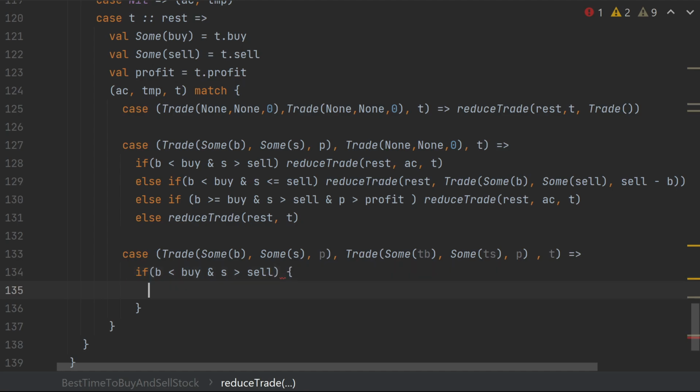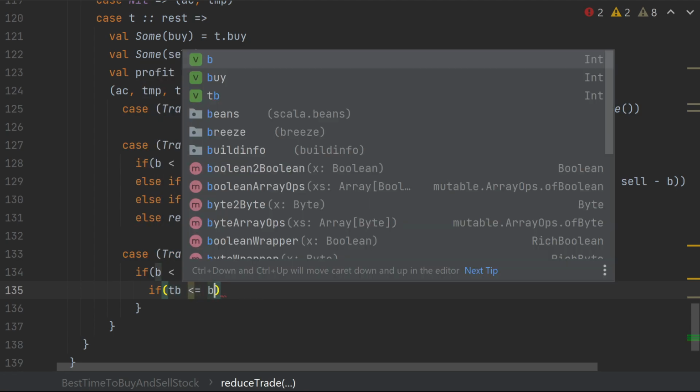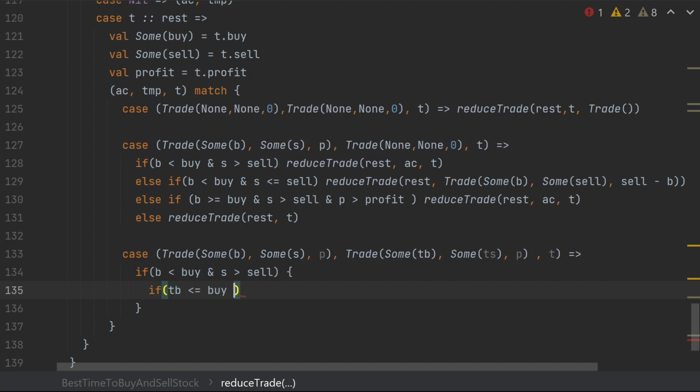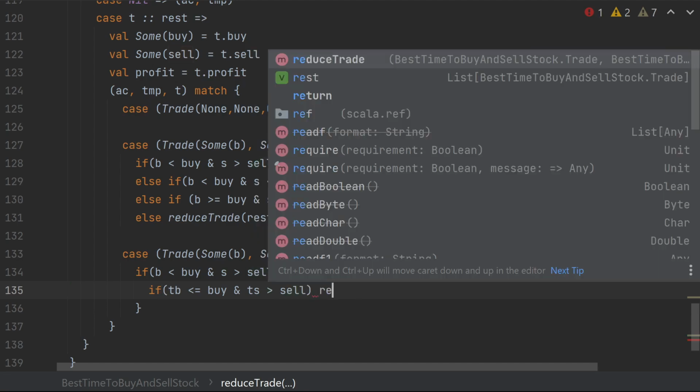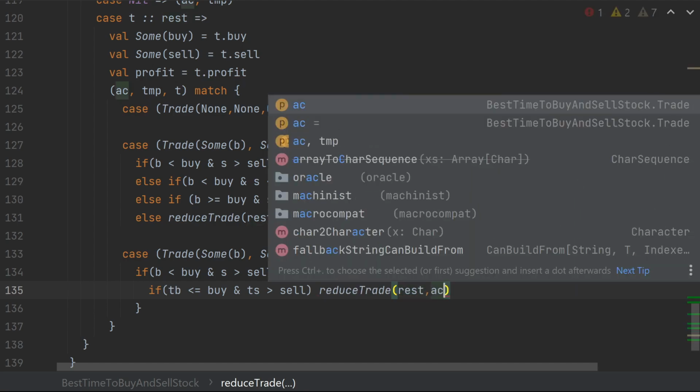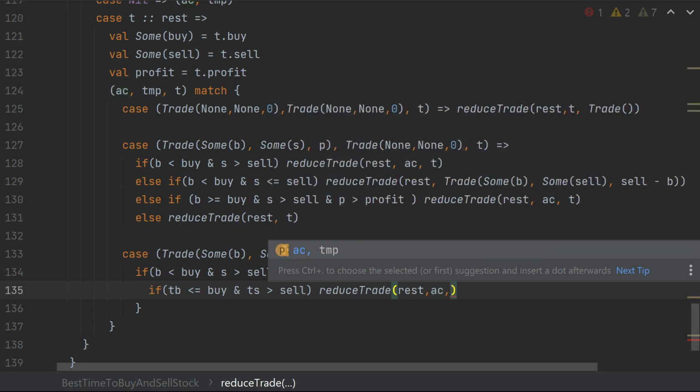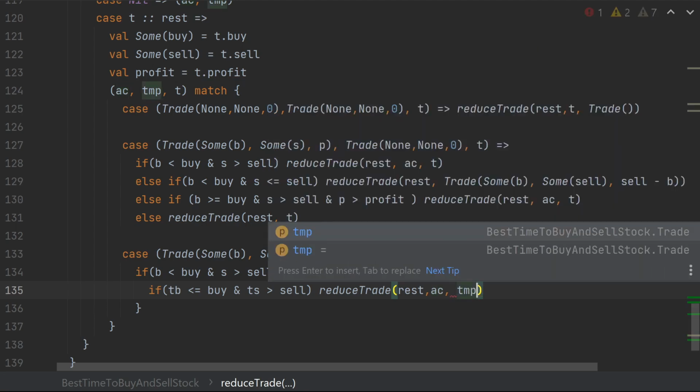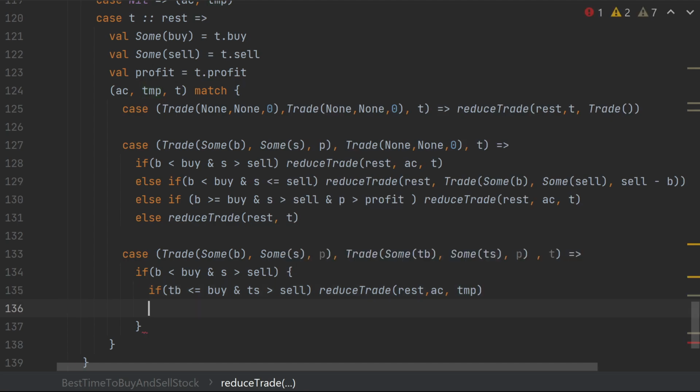But now the thing is, we have something called buffer. How we are going to handle this buffer? So either this buffer is going to stay as is, or it is going to update. Let's check on the conditions when it is going to update. If it is less than pi, same thing, and ts is greater than sell. All right, so it means that it is going good, so there is no change, so it is going to be reduced trade, it is going to be rest and AC, and then we are going to add this temp. There is no change because temp is coming as is.